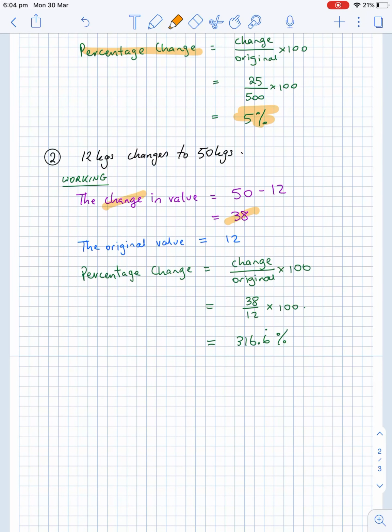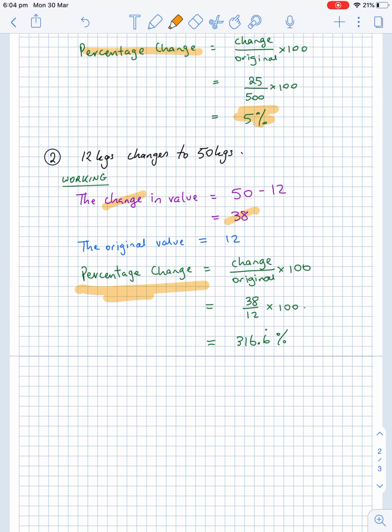Then just one more example. 12 kilograms changes to 50 kilograms. I think to myself, the change in value is just going to be the difference between these numbers. So 50 take away 12 equals 38. That's the change. And the original value is this 12 kilos, so the original value is 12.